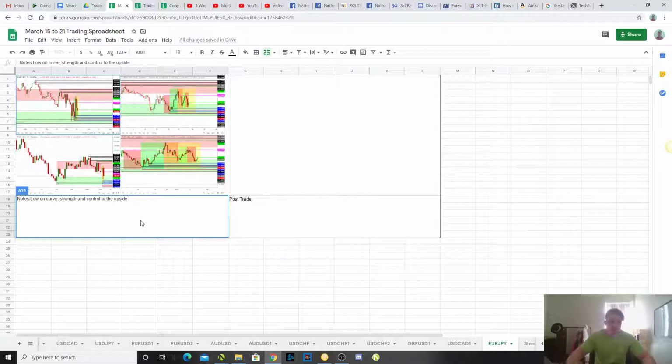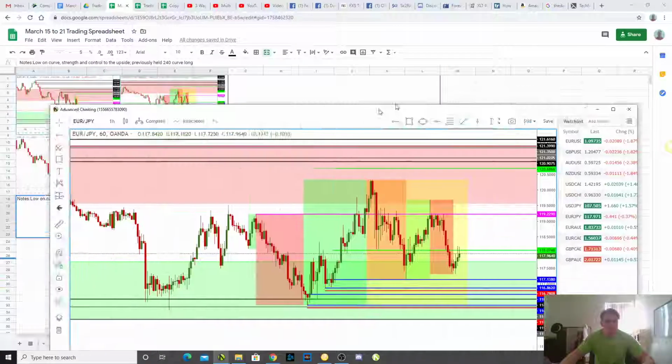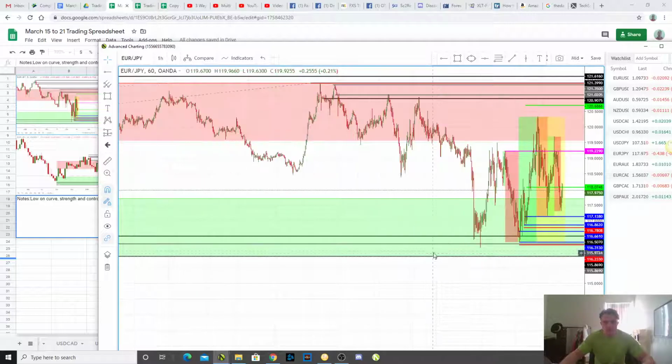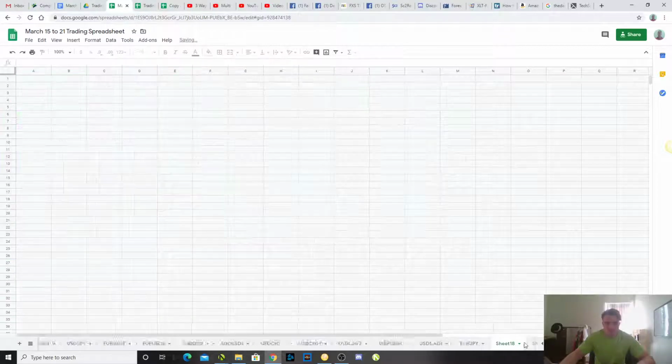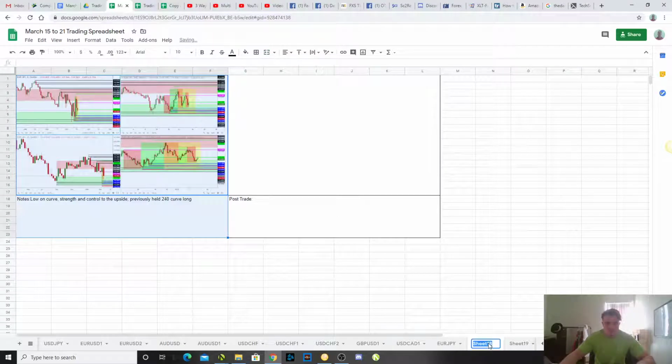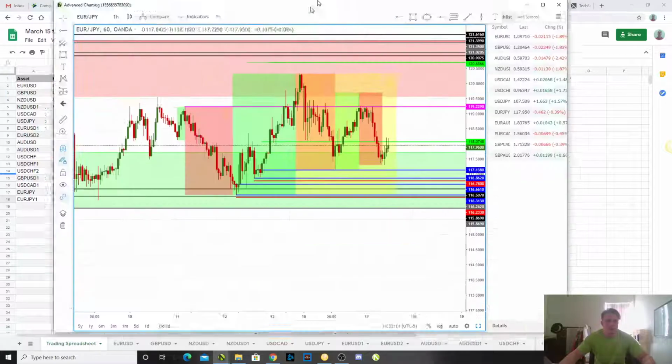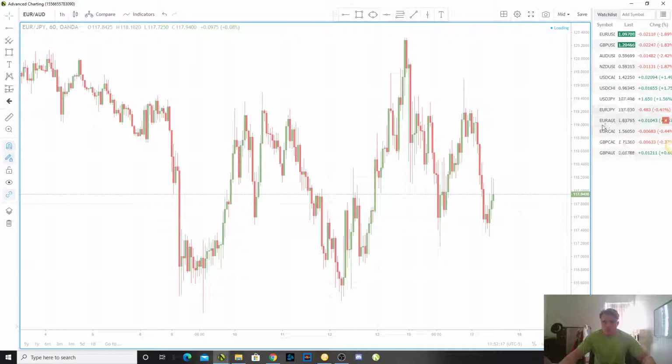Got low in the curve, strength and control to the upside. Previously held 240 curve long. Because if you look back here, right here, you'll see that it tinked in there and then it worked. So it is holding the level. Now we're just going to try to get more money out of the level. All right. So there we go. Let's go on to the move, euro Aussie.